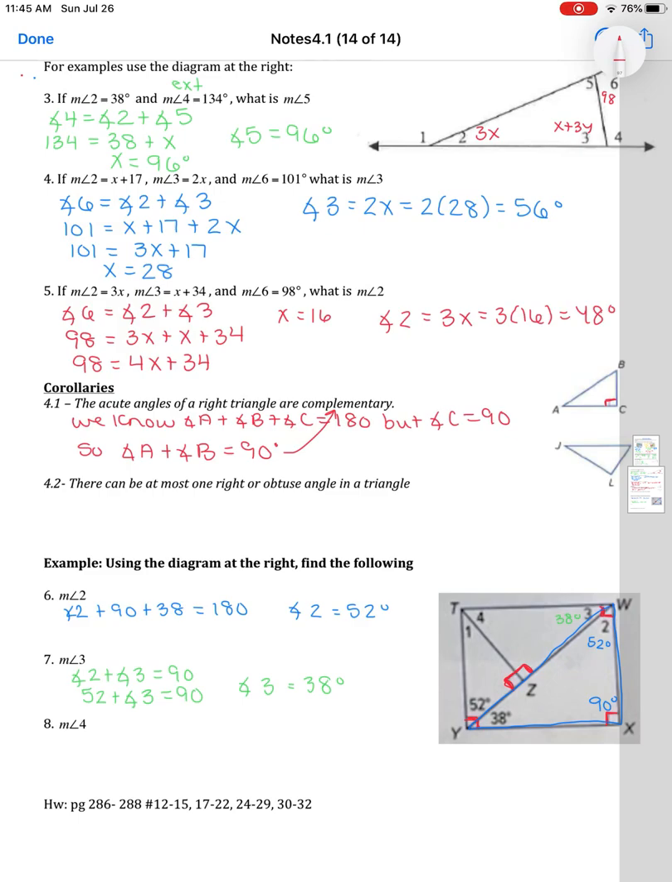Now, if you look where 3 and 2 are, they make up a right angle. So that means that angle 2 plus angle 3 equals 90 degrees. Well, angle 2 we just said was 52. Angle 3 is what we're solving for. So when we solve, we get angle 3 equal to 38 degrees for that one. So that's 3.